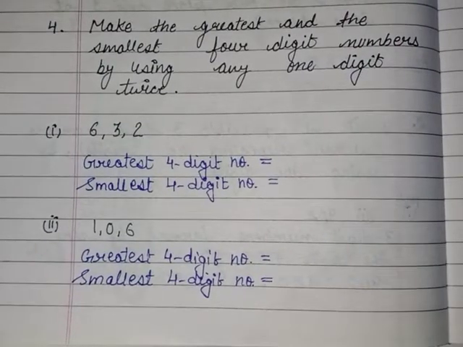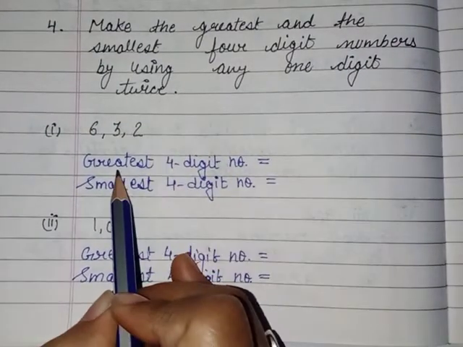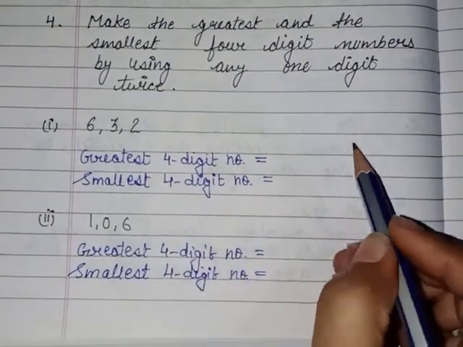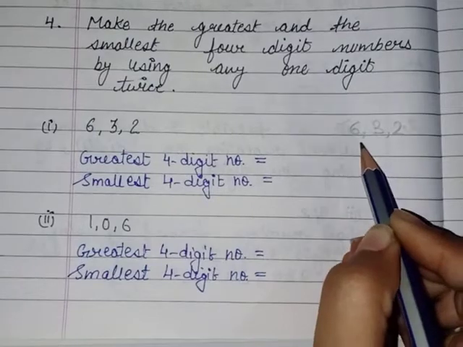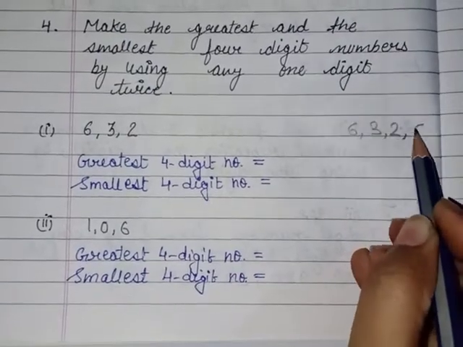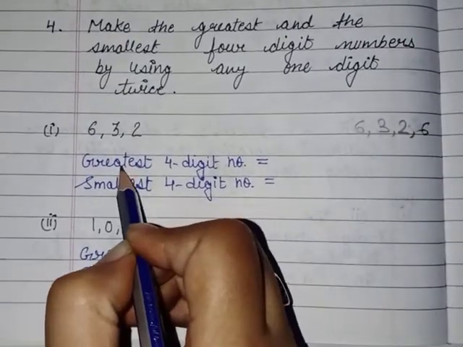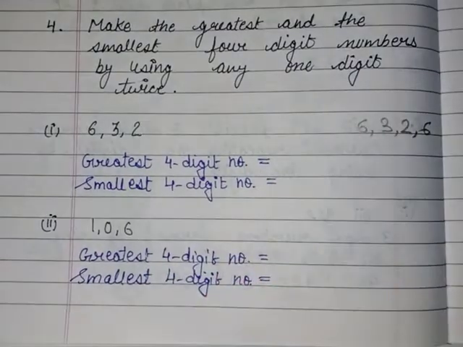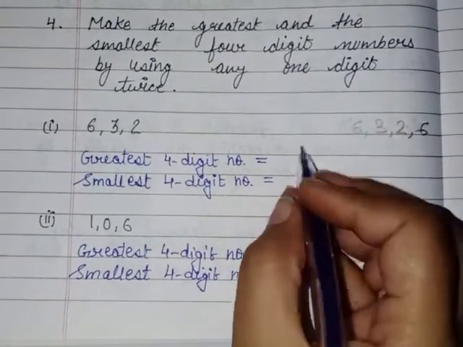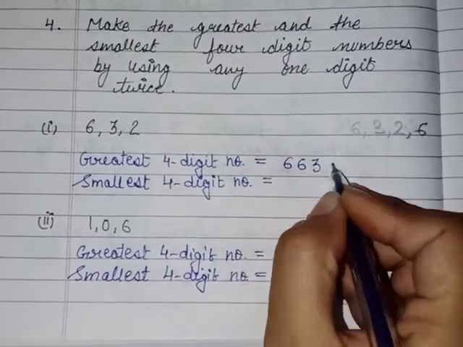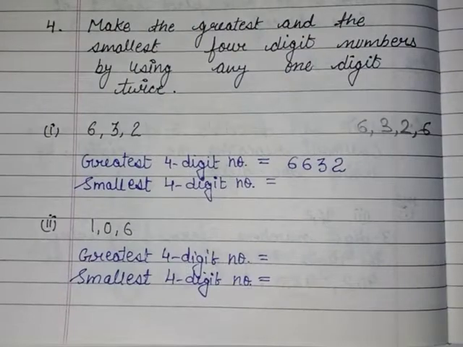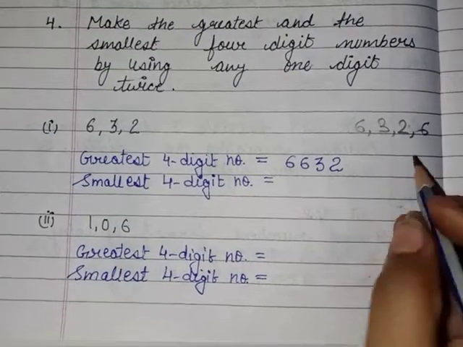Okay. So to form greatest number, we will repeat the digit 6. So now the digits will be 6, 3, 2. They already have given, and we will repeat 6 because we are forming greatest 4-digit number. Now put them in descending order. That means greatest to the smallest. Greatest number is 6. Again 6. Then 3. Then 2.